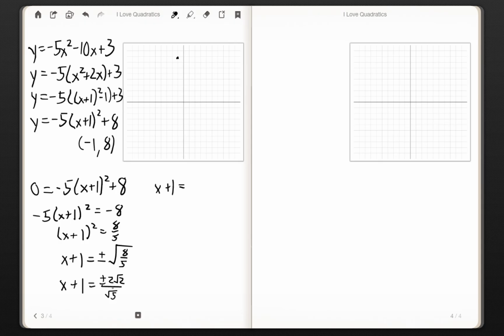We can multiply the top and bottom by square root of 5, so we will get square root of 2 times square root of 5 is square root of 10 on top over 5. And now, after all that, we can move this 1 over, where it will become a negative 1, and if it's over 5, it will be negative 5.